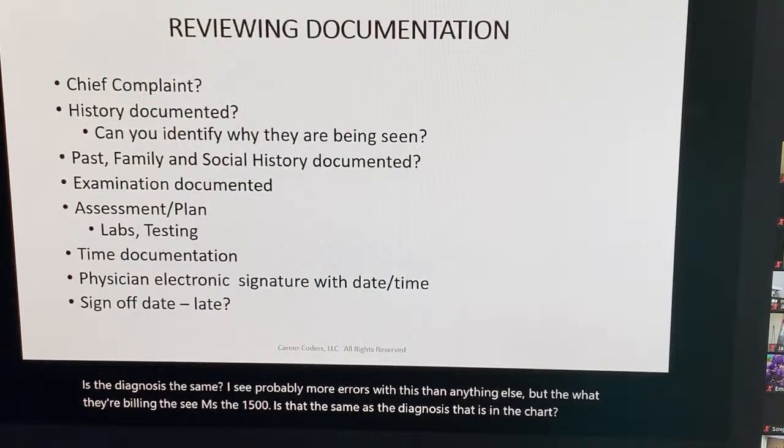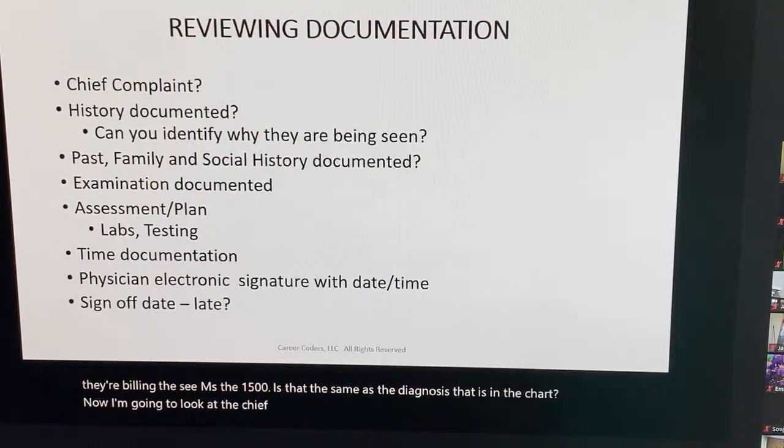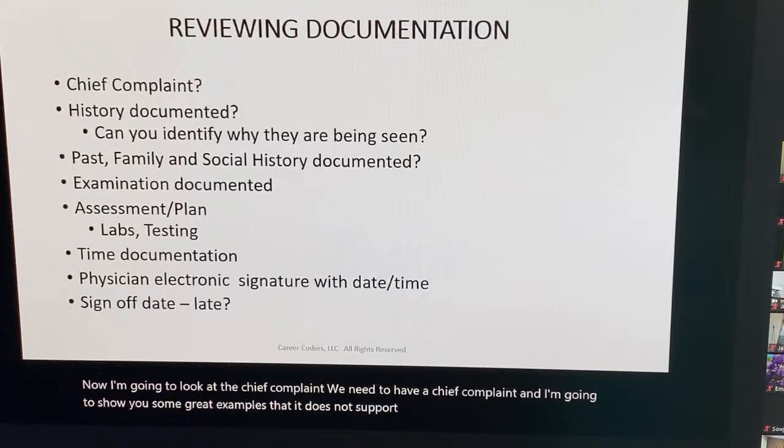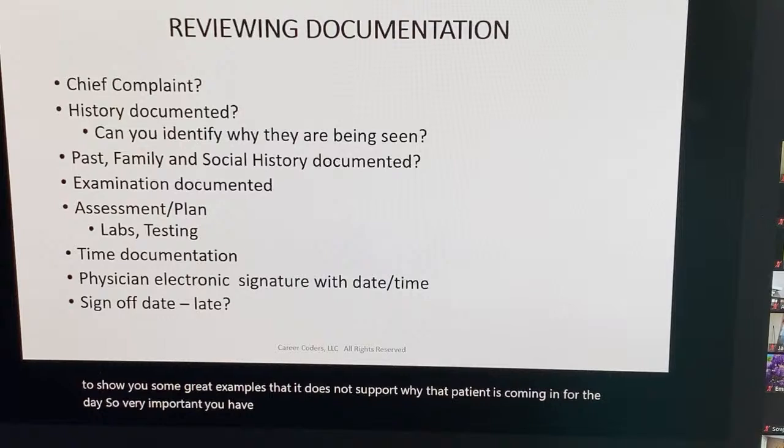And then I'm going to look at the chief complaint. We need to have a chief complaint. And I'm going to show you some great examples that it does not support why that patient is coming in for the day. So it's very important to have a chief complaint that matches, not just something like "other" or "sick visit," giving information of that chief complaint.